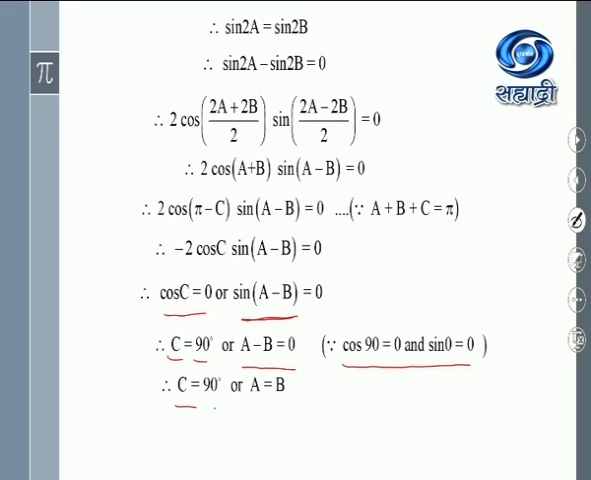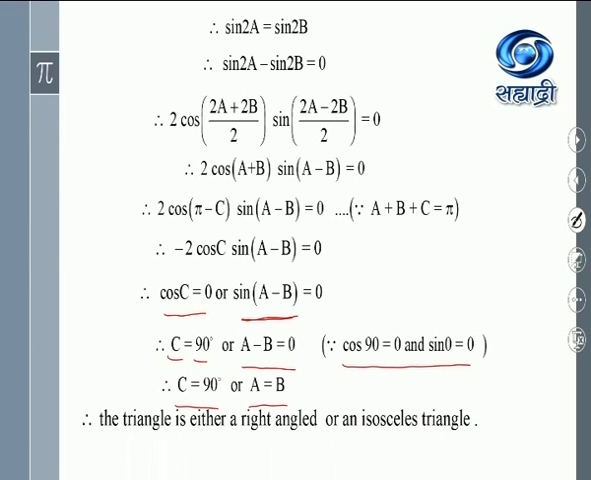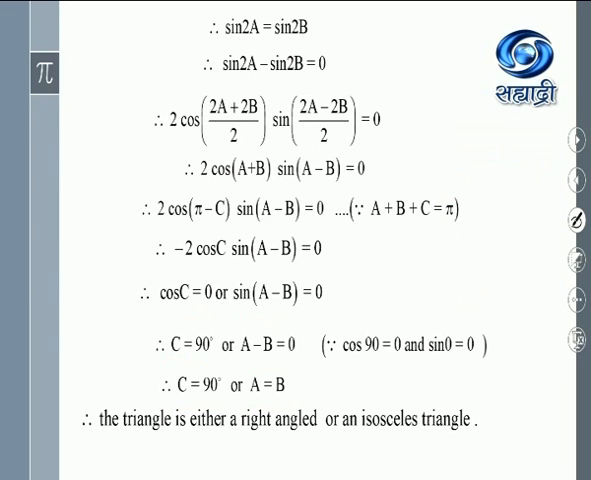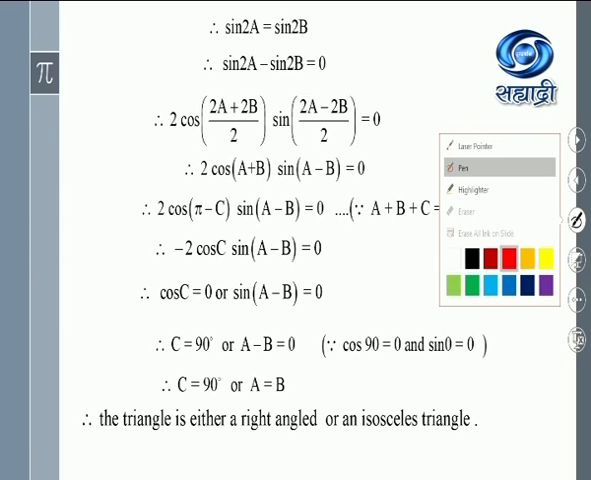Therefore, what is the conclusion we have? C equal to 90 degrees or a is equal to b. So, what we can conclude? Therefore, the triangle is either right angled or an isosceles triangle, because a is equal to b you got. The two angles are equal, therefore the sides opposite to those are again equal. Two sides are equal, therefore isosceles triangle, and C is 90 degrees, therefore it is a right angled triangle. Clear? So in this way we can try the same sum by different methods. So let us have the next sum.